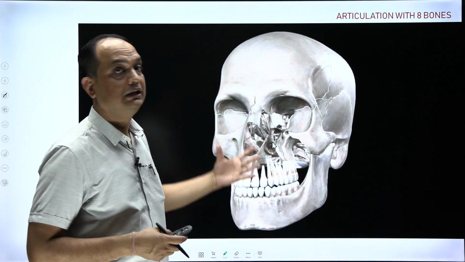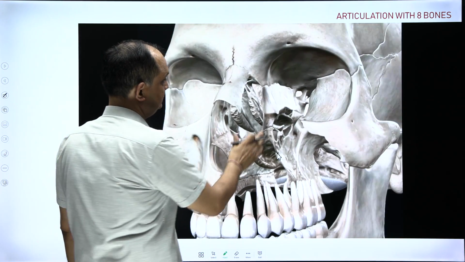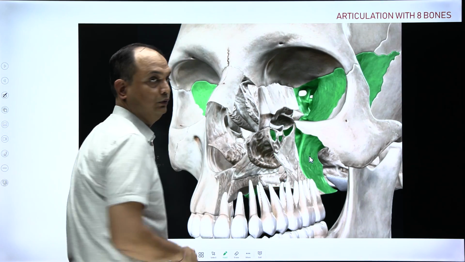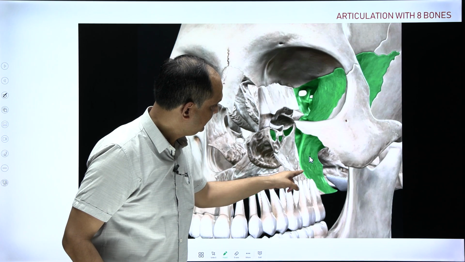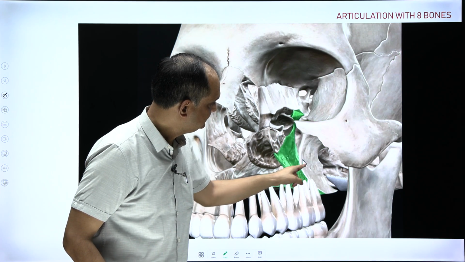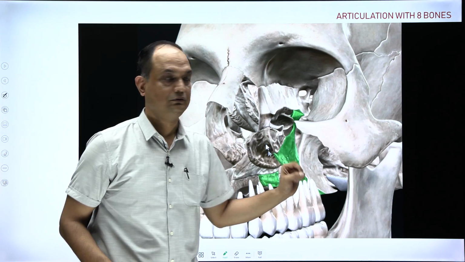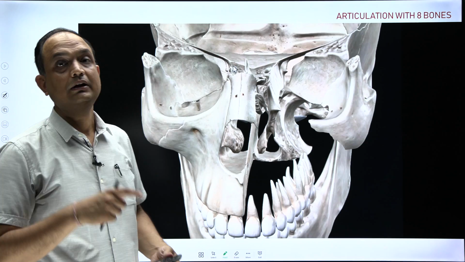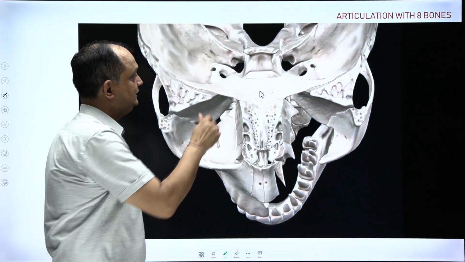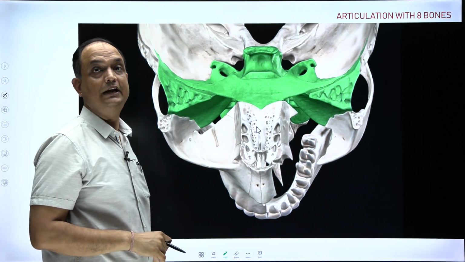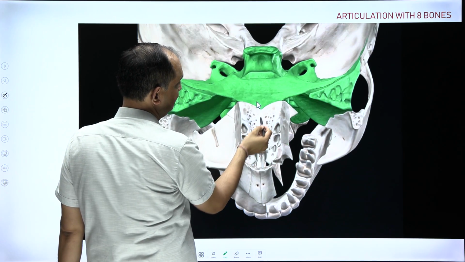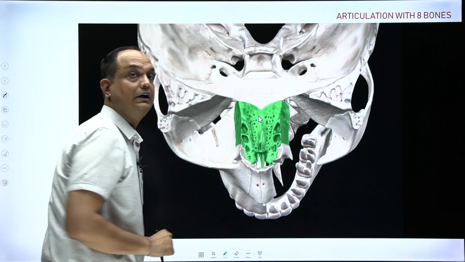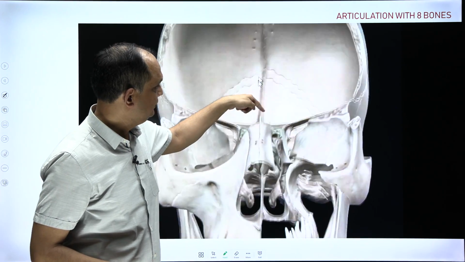Now for the other bones, we have removed this side of the maxilla, and now you can see the palatine bone. This palatine bone makes a joint with the pterygoid process, and this is the 5th bone. Now when you see the cranial cavity, the anterior cranial fossa, you will find that the sphenoid bone is anteriorly articulating with the ethmoid bone. This is the articulation here.